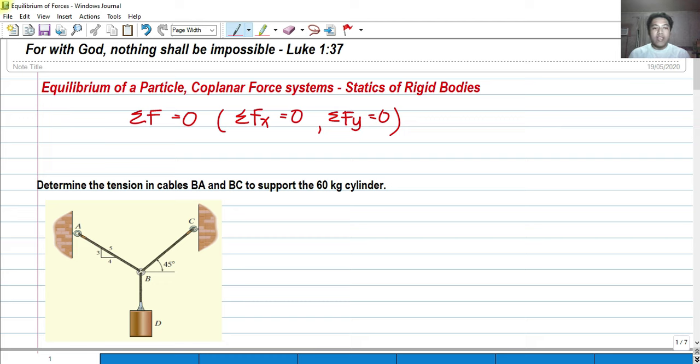So in 2D, we can have a force projected along the x, along y, or even a combination of forces along x and y. And we know how to express a vector force in terms of x and in terms of y. So the summation of forces along x and along y should be equal to zero in order for us to say that the particle is in equilibrium. For today's video, we're going to solve three basic problems involving the equilibrium of a particle.